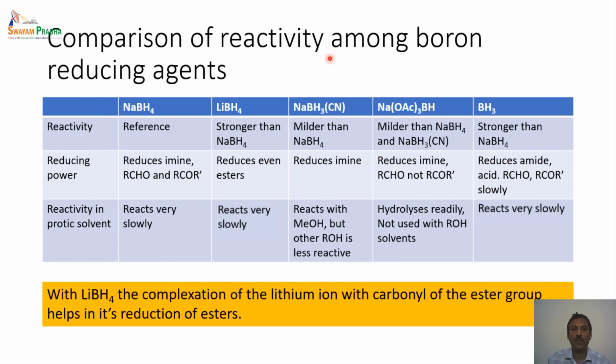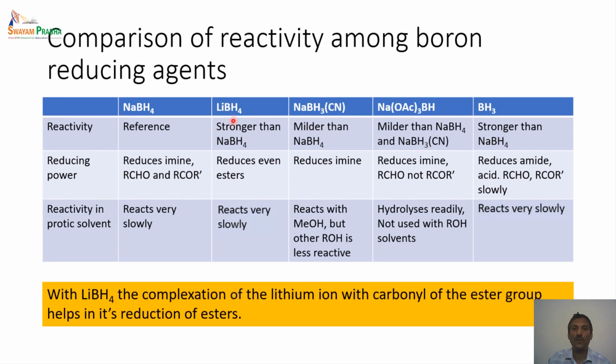Let us look at some of the comparison of reactivity among boron reducing agents. So we have sodium borohydride as our reference, and we have lithium borohydride, sodium cyanoborohydride, sodium triacetoxyborohydride, and borane. So these are all the different boron reducing agents, and lithium borohydride is stronger than sodium borohydride, whereas sodium cyanoborohydride and triacetoxyborohydride are milder than sodium borohydride. Borane is stronger than sodium borohydride.